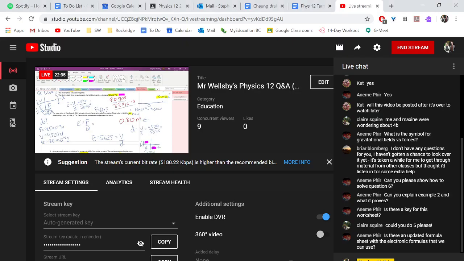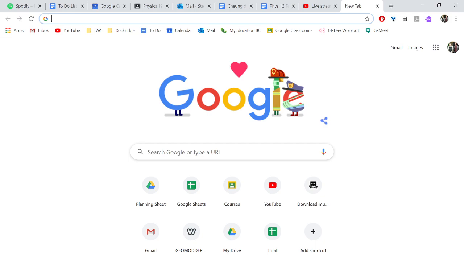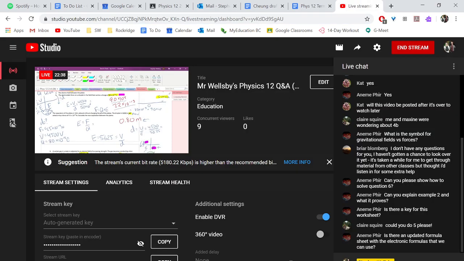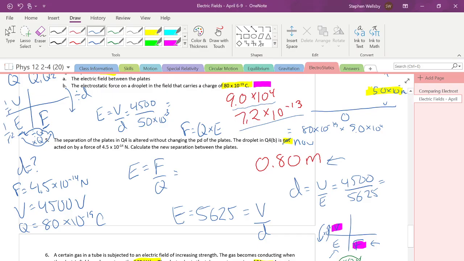Yes, there is. Actually, I'll just post it into Google Classroom. But it's the same one we were using in class before, the one that we got printed out. So there is going to be a formula sheet, but again, the formula sheet is going to be limited in terms of the number of formulas it has.